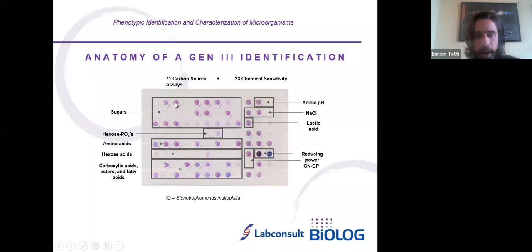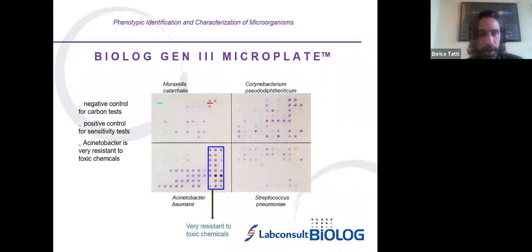here meaning that these sugar functions are active in Stenotrophomonas maltophilia, and the white ones are not active; see, no color is formed here. There's also some faint color, which is very useful as well, because there are three levels: in use, borderline, and not in use. And this is the very unique metabolic fingerprint of Stenotrophomonas maltophilia. So you can imagine that for different microbes, the metabolic fingerprint will be extremely different. Here you can see an example of four different bacteria tested on the same Biolog Gen 3 microplate: Moraxella, Corynebacterium, Acinetobacter, and Streptococcus. And they all have different metabolic fingerprints.